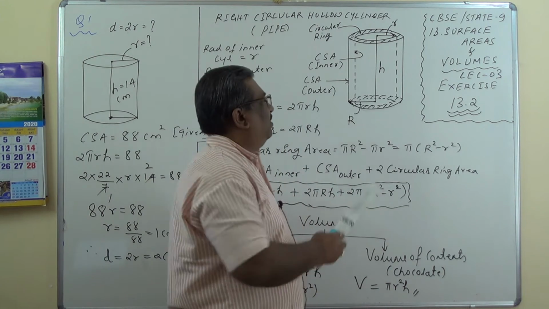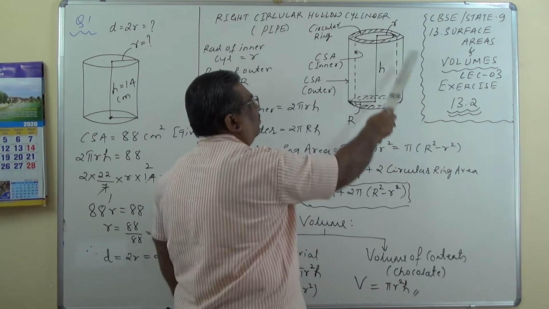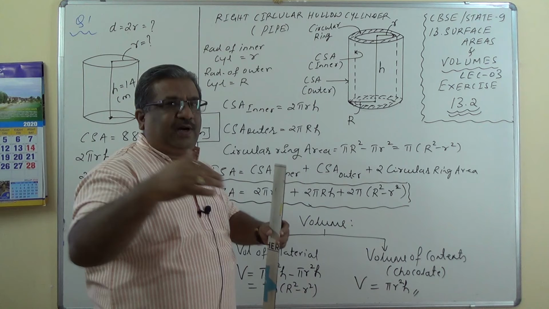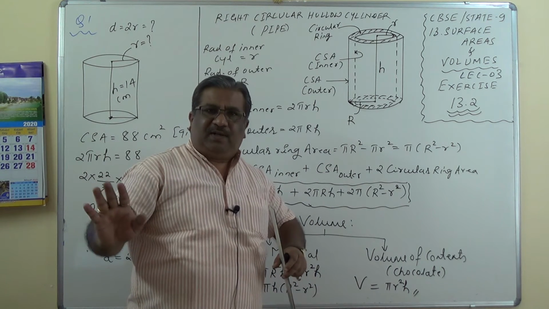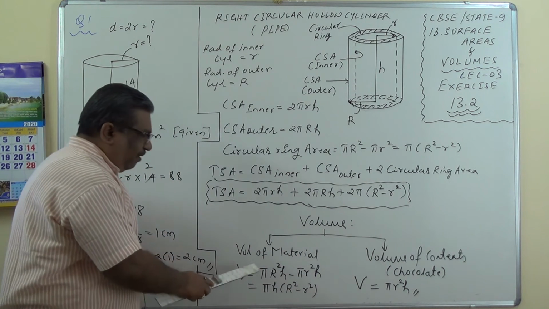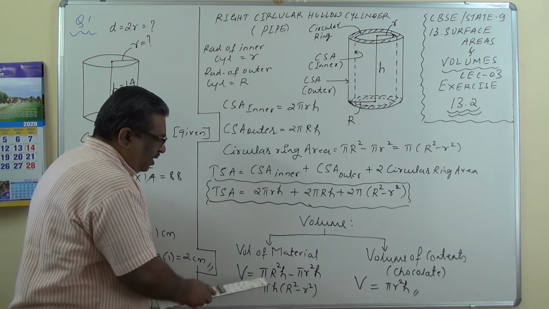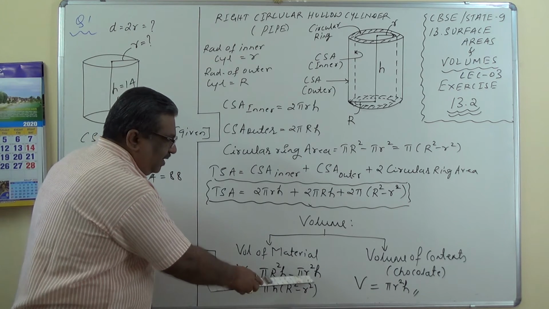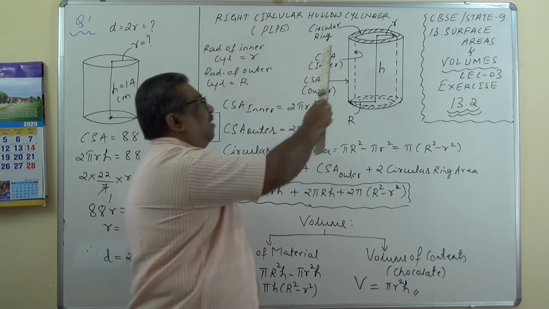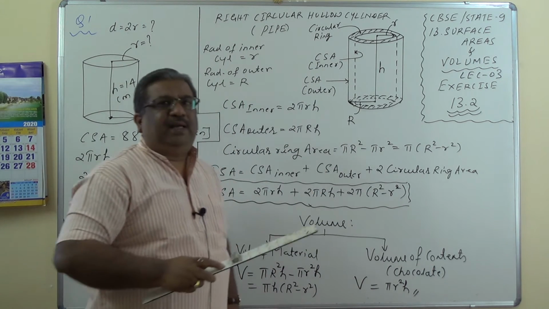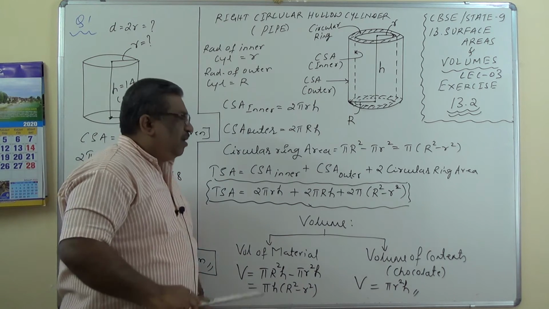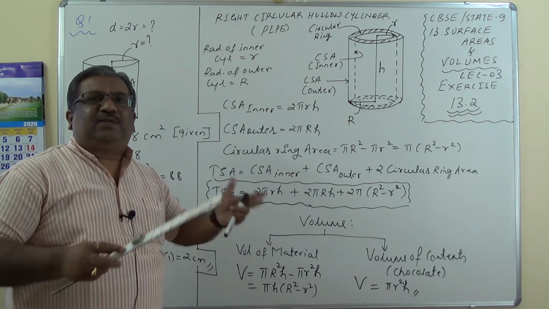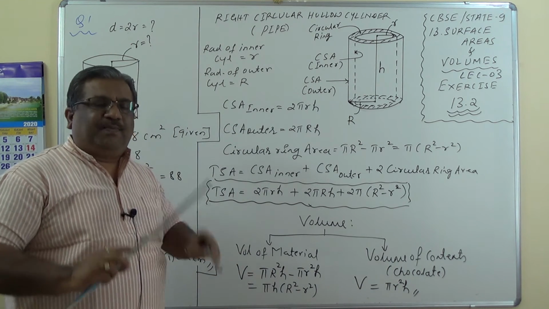What you will do if I give you a wood for this, you will make an outer cylinder first and then you cut the inner cylinder and throw it off, isn't it? Therefore, the volume of the material is equal to outer volume minus inner volume. What is that? Outer cylindrical volume minus inner cylindrical volume, or the volume of the outer cylinder minus volume of the inner cylinder in simple terms.